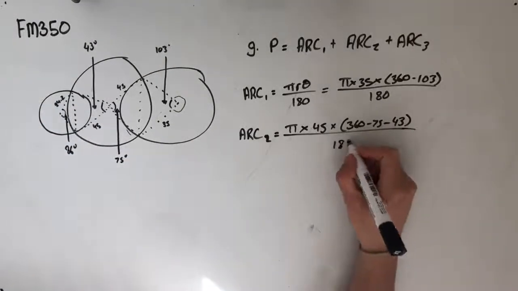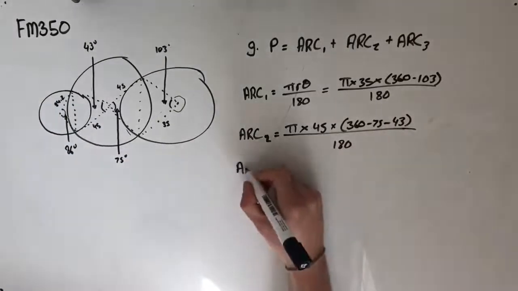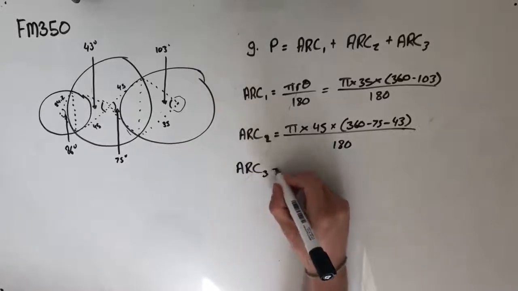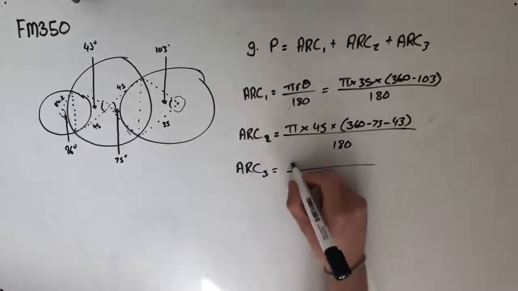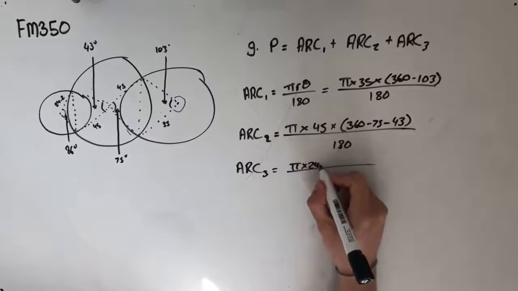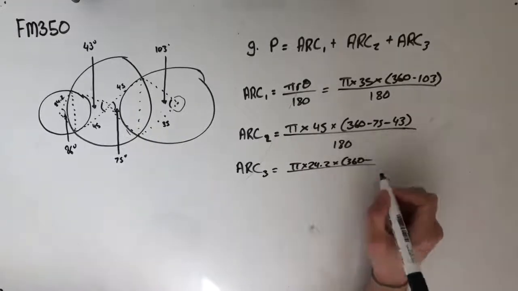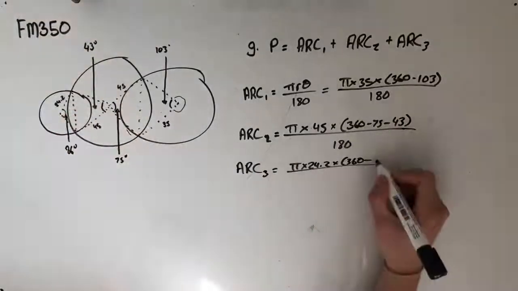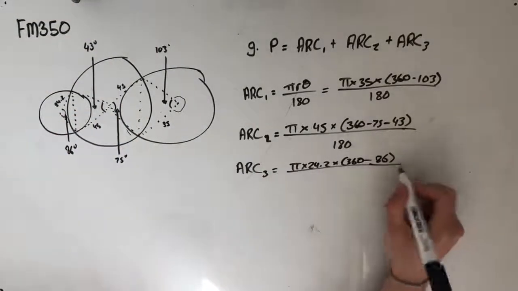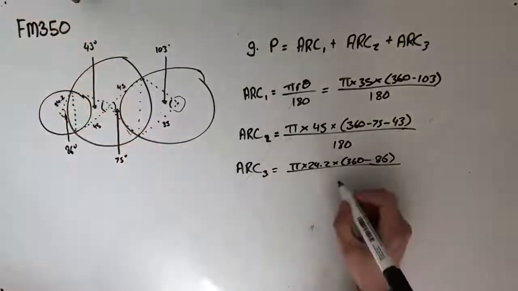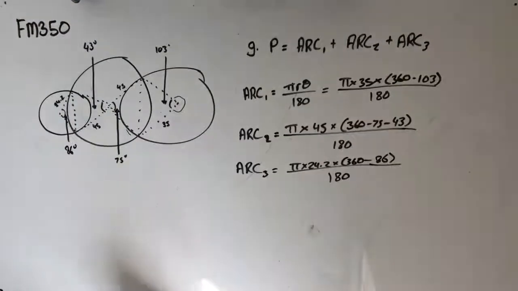All over 180 for arc 2. We're going to take our third arc length. Same formula once again, pi times 24.2 this time, times 360 minus, and this time we're looking at 86 degrees to get rid of. Left with everything outside of that, all over 180.